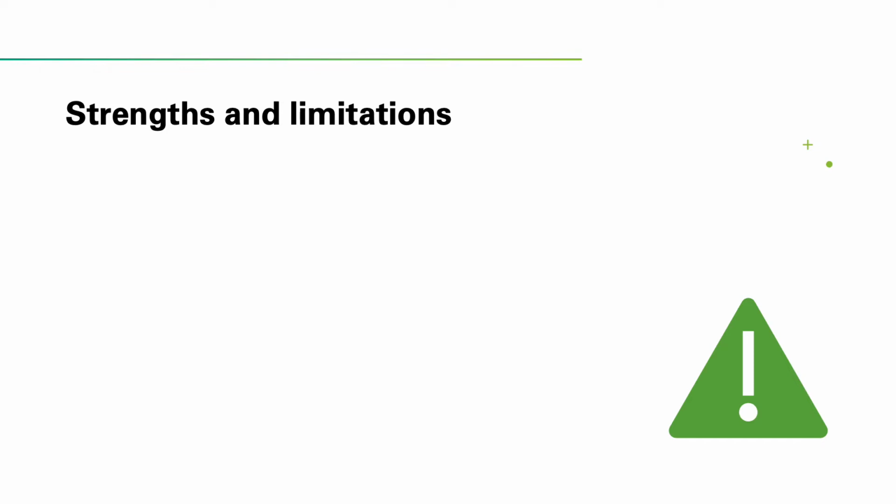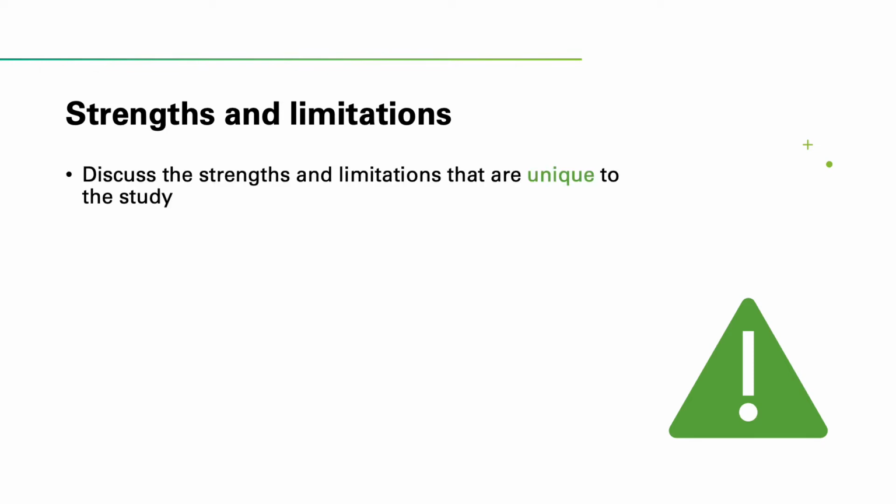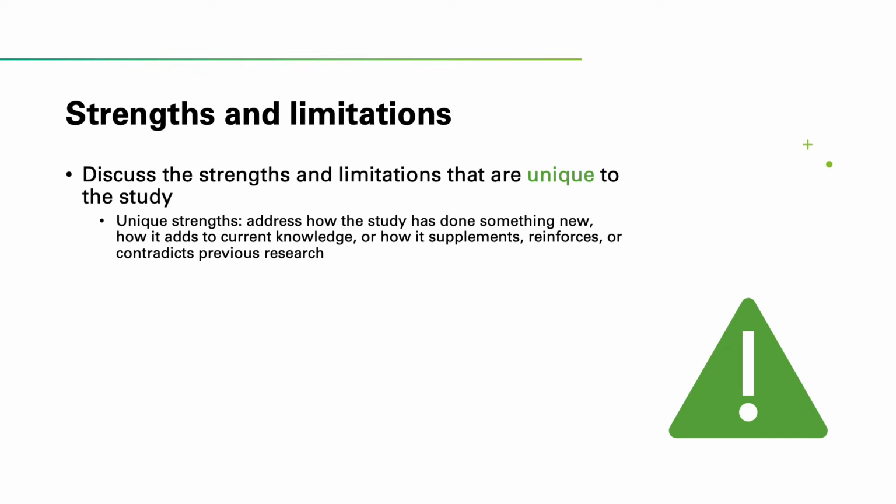This is a particularly challenging and important section to write, as reviewers and readers will scrutinize this very closely. First, rather than providing generic limitations and strengths, try to discuss the strengths and limitations that are unique to your study. For example, for strength, you could discuss how the study has done something new, how it adds to current knowledge, or how it supplements, reinforces, or contradicts previous research.